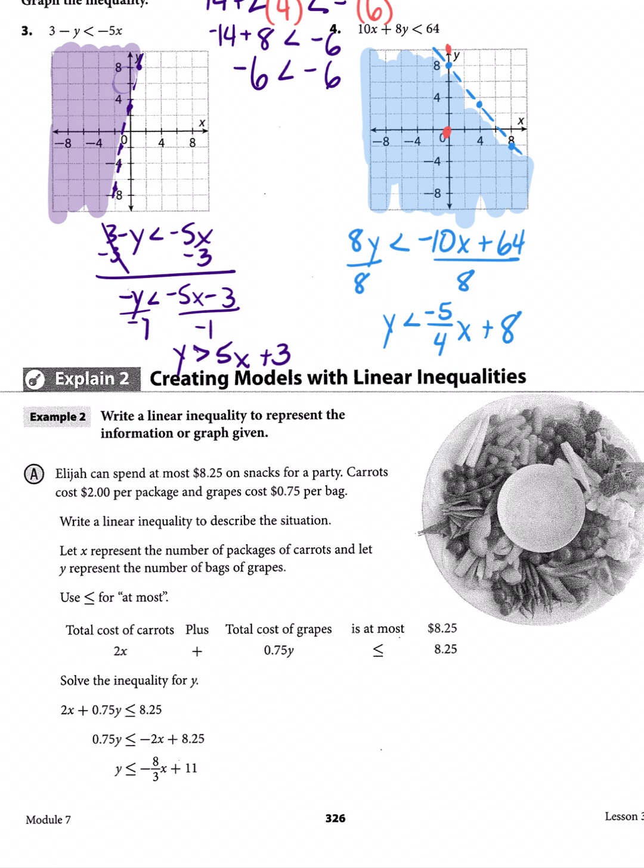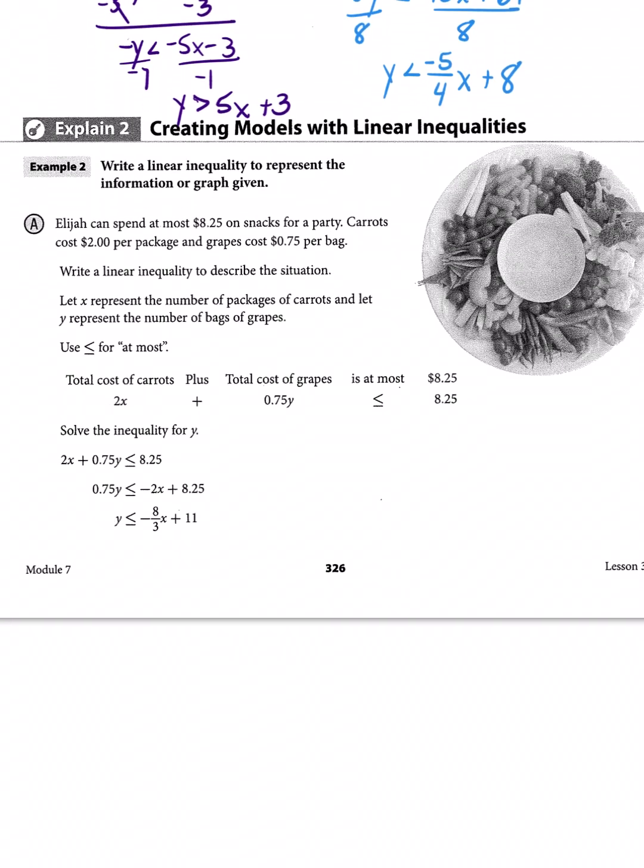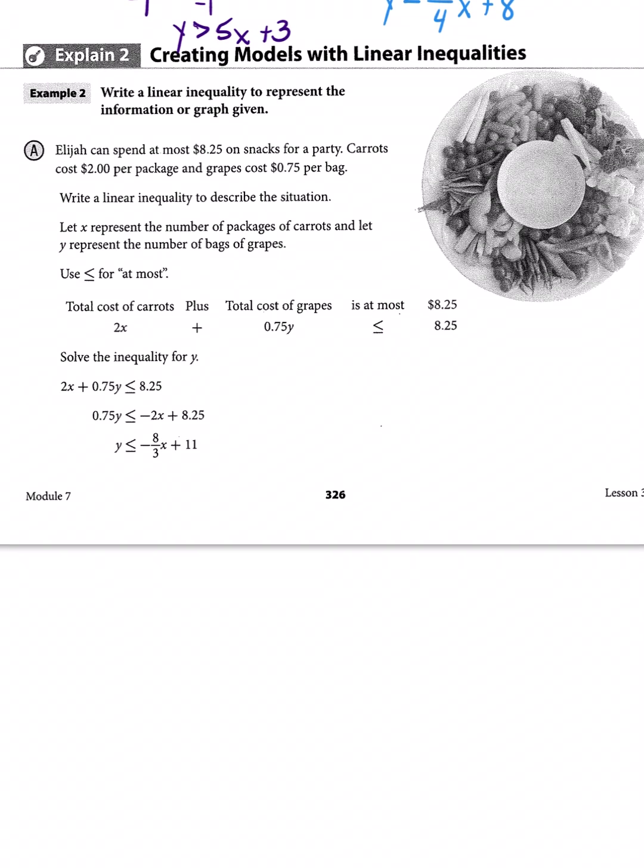If you can spend at most $8.25, you can spend $8.25, so we need the equal to, or you can spend less than that. So we have 2x for the carrots plus 0.75y for the grapes, that less than or equal to symbol, and then the total cost, the most that we could spend. Then it says solve the inequality for y. So you can see here they moved that 2x to the other side, then they divided by 0.75, and they have the inequality here.